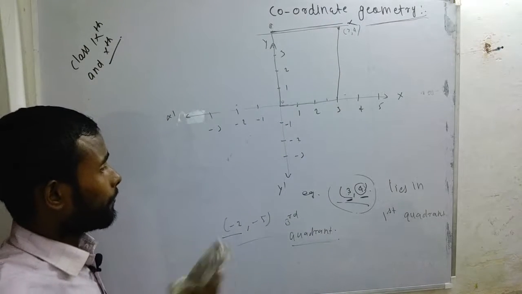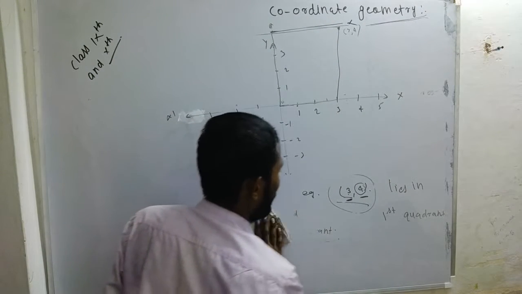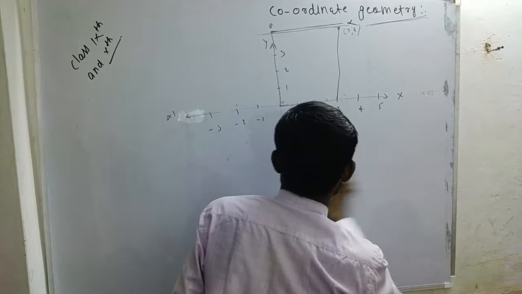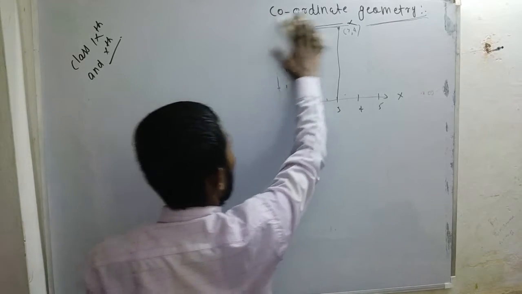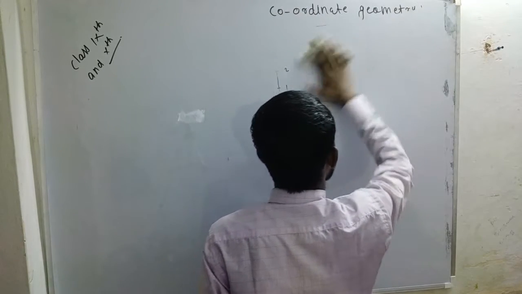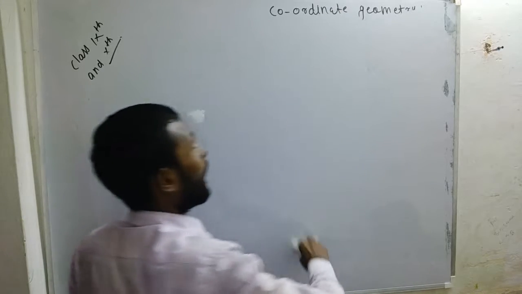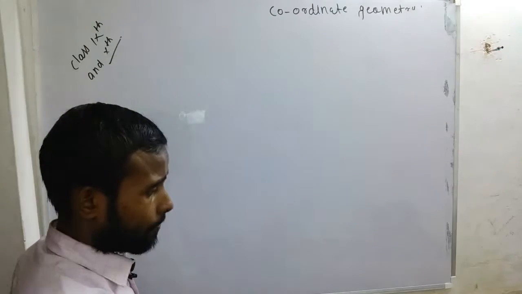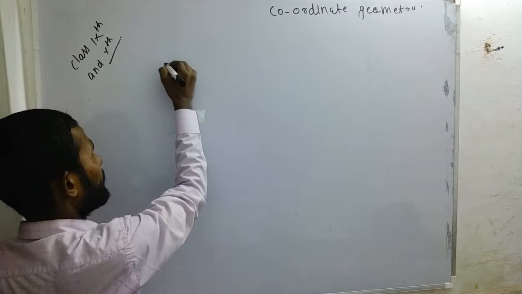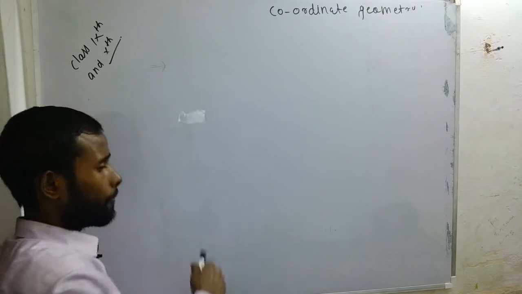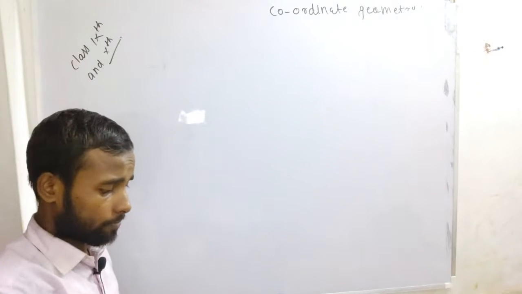Now we describe the distance formula with proof in this video. After it, we discuss the section formula. What is the section formula? Firstly, we define the distance formula.